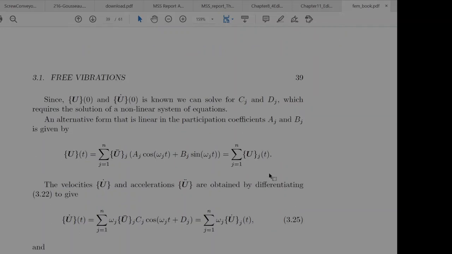Alternatively, I can say let's get a formulation where I express this summation as u as a_j cosine plus b_j sine. So I've got the a's and I've got the b's that I can express essentially this nodal displacement of. I can then differentiate that to get the velocities out, but the advantage is it's linear in a and it's linear in b. That's what it boils down to. Okay, same, just a different form, but same story.